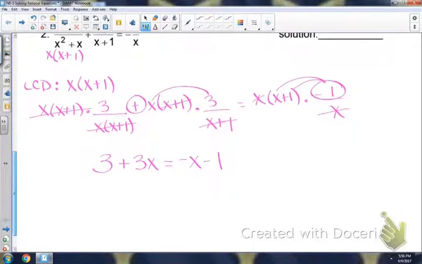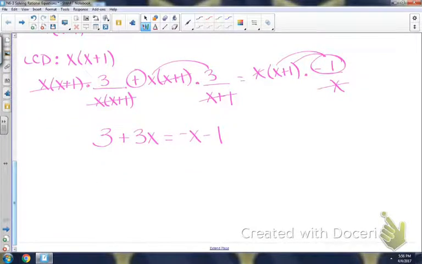So we got rid of the fractions by multiplying everything by the LCD. Now we have a linear equation, so we're going to solve for x. So we're going to add x to both sides.